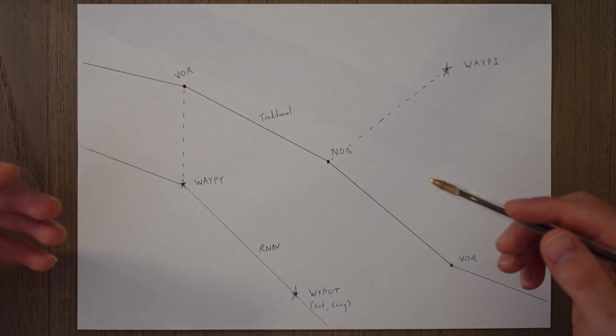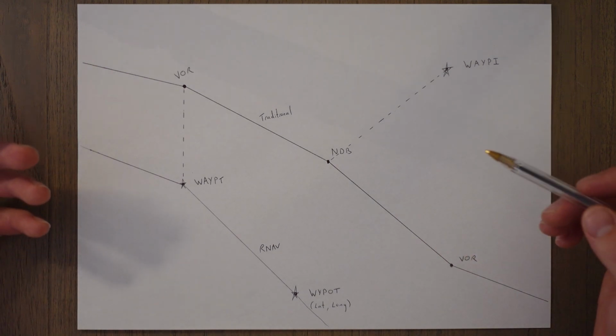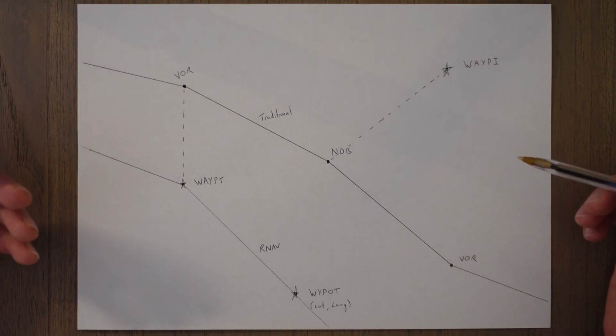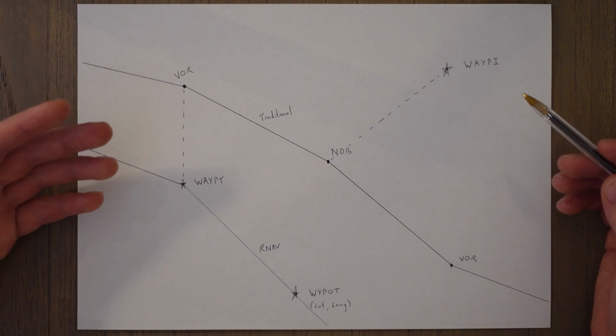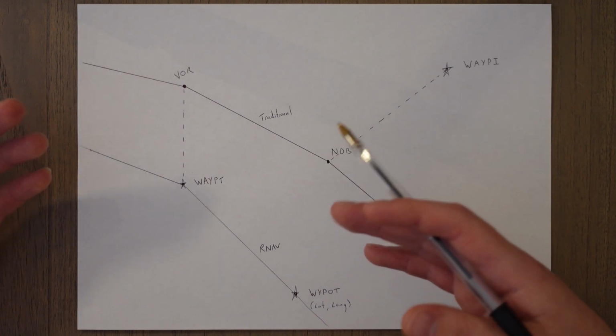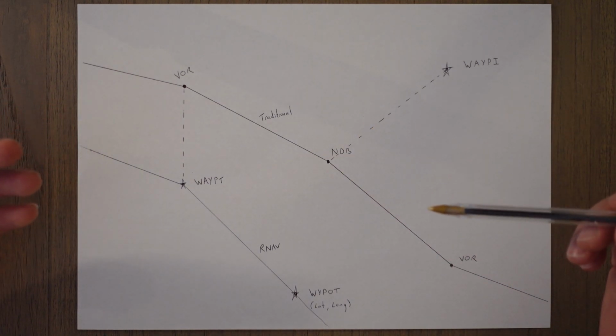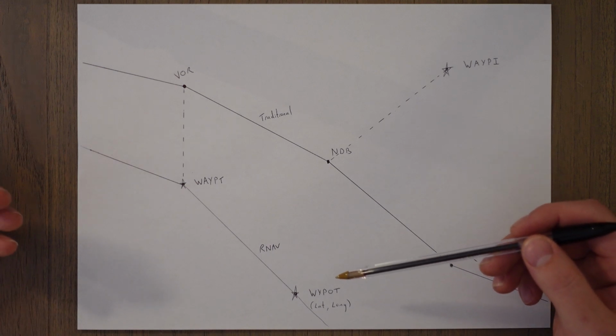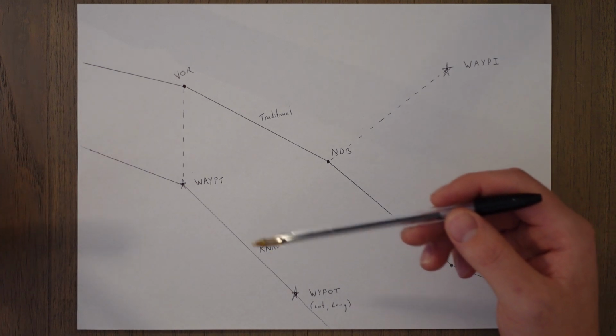This type of navigation was called area navigation, which is shortened to RNAV. Some aircraft had RNAV capability and some did not. The ones that did were allowed and able to fly along new airways and fly more efficient and direct routes.